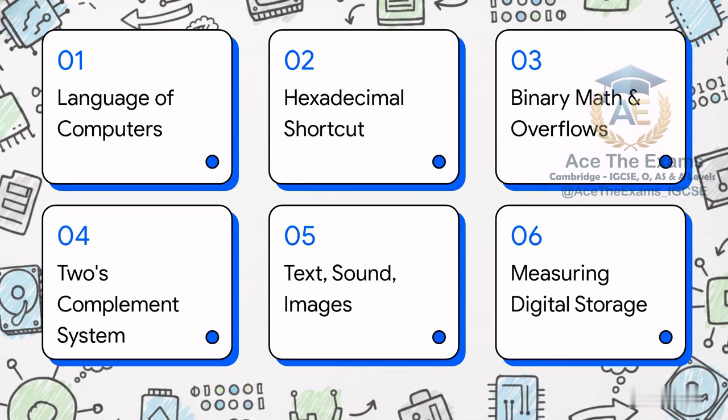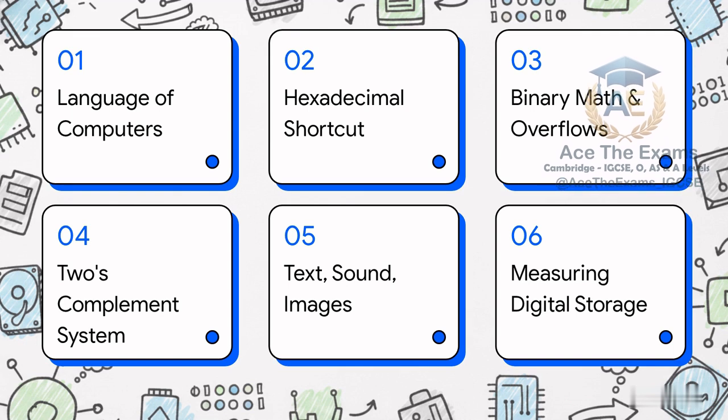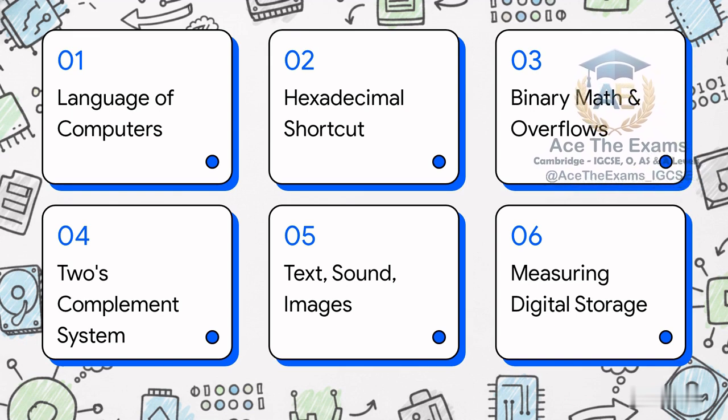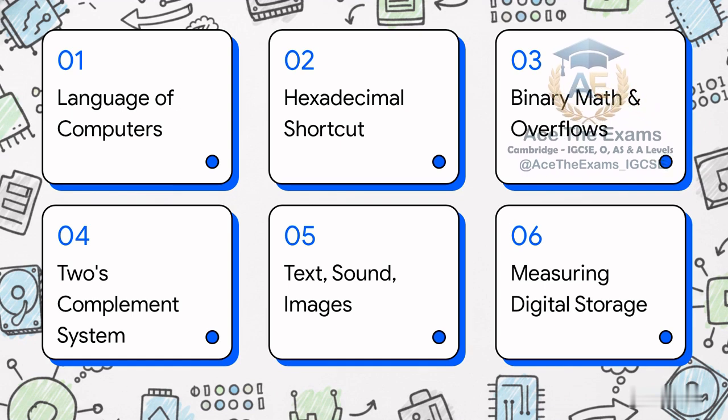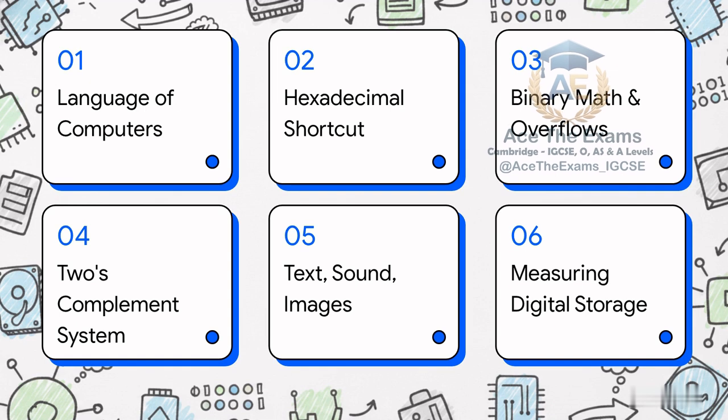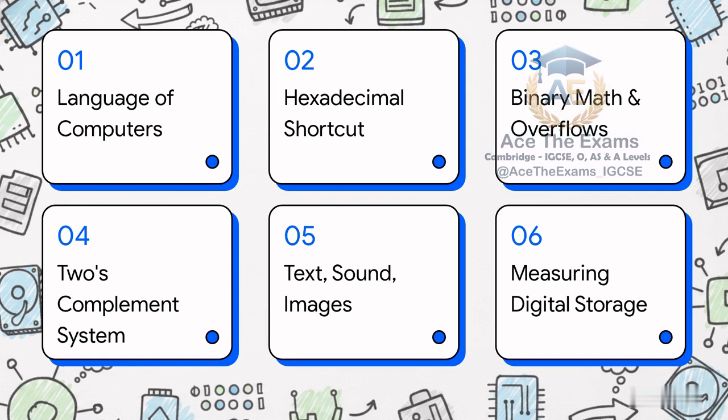We'll be looking at 1. The language of computers, 2. Hexadecimal, which is basically the human shortcut, 3. Binary math and overflows, 4. The two's complement system, 5. Decoding text, sound, and images, and finally 6. Measuring digital storage. Let's get right into it.